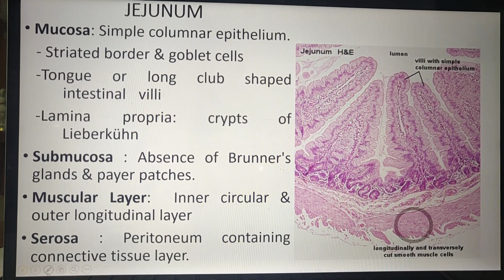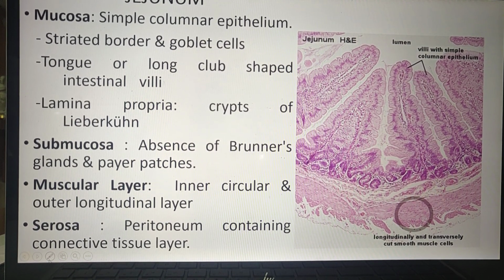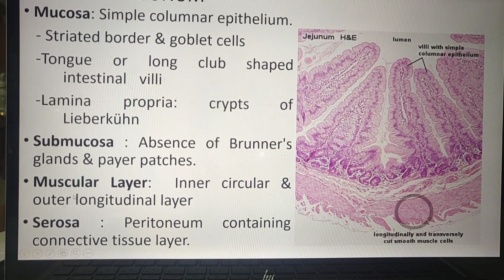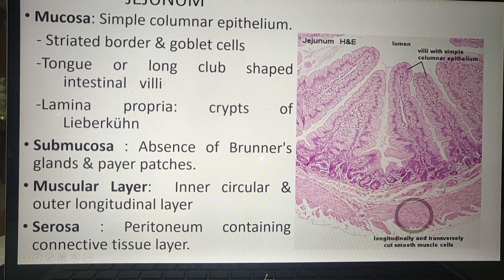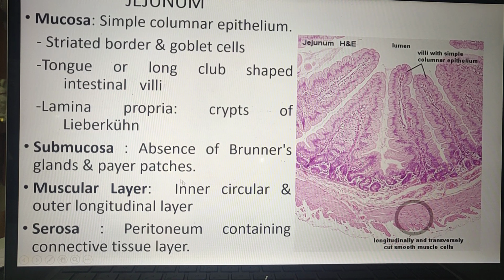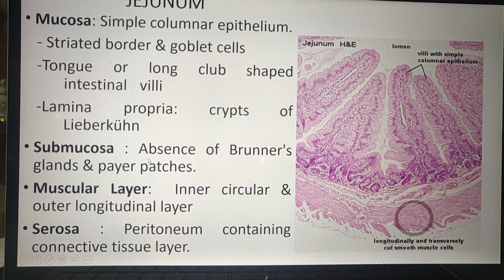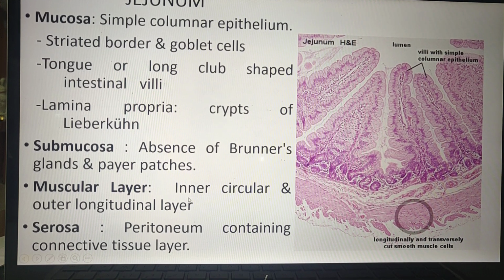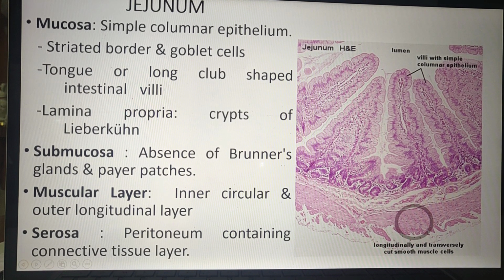The jejunum has a nearly similar structure, but inside the mucosa there are tongue or long club-shaped intestinal villi. Here you can see the villi are very long, and there is a lamina propria and crypts of Lieberkuhn. In the submucosa there is an absence of Brunner's glands, you have to remember, and absence of Peyer's patches. Sometimes there are solitary lymphatic nodules. There is inner circular and outer longitudinal muscle, and there is a serosa, which is the peritoneum containing connective tissue.